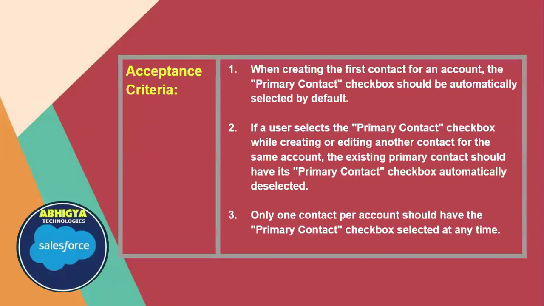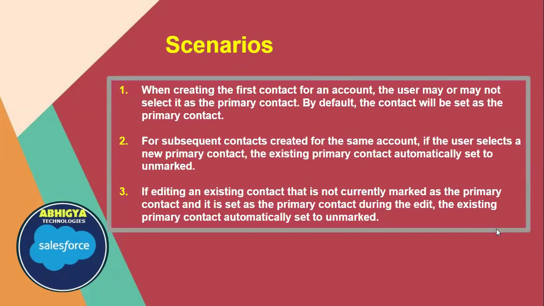So in this use case, we mainly have three scenarios. The first scenario is when creating the first contact of that account. That account contains this first contact, and the user may not select the primary contact checkbox. By default, we can set that one as the primary contact.